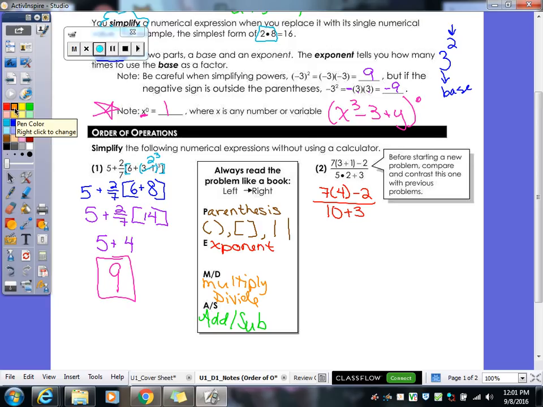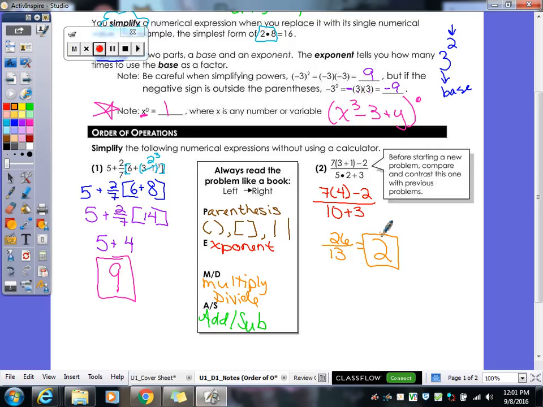Okay, next step. What do we want to do next in our numerator? We could probably actually do these two steps at once. If we multiply 7 times 4, what do we get? Minus 2, 26. And then our denominator, 10 plus 3, 13. So when we actually divide, we get a 2. 26 divided by 13 equals 2.